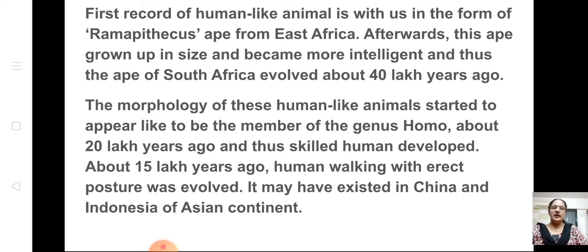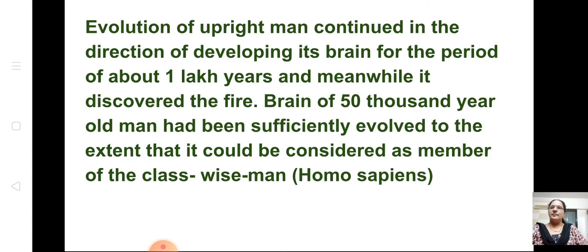Skilled human developed 20 lakh years ago. After that, we got the name Homo sapiens. Now we are called Homo sapiens. Then about 15 lakh years ago, human walking with erect posture evolved. It may have existed in China and Indonesia of the ancient continent. Evolution of upright man continued in the direction of developing its brain for a period of 1 lakh years, and meanwhile it discovered fire.